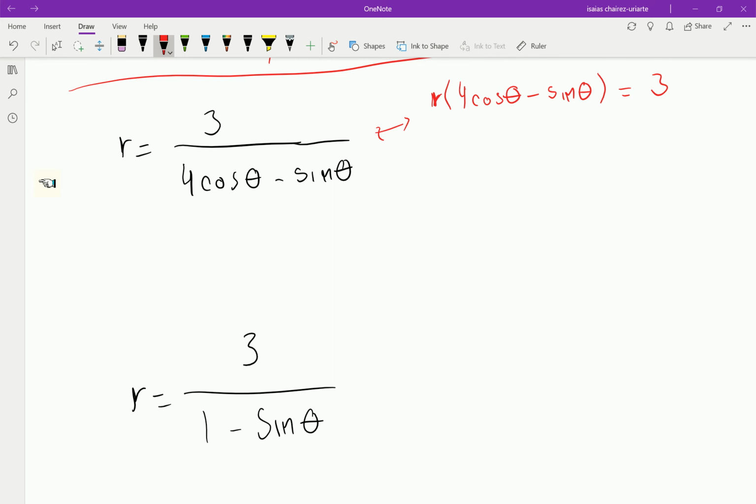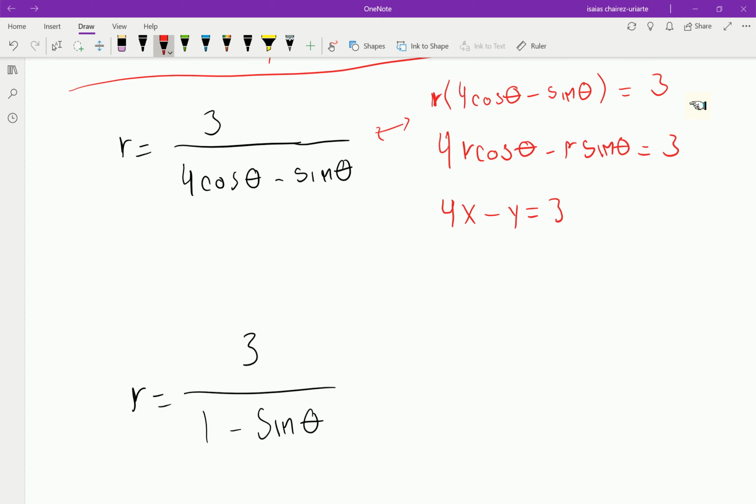I'm going to distribute the r now. I have the hardest time writing r's, I don't know why, and 4's. Okay. And now you should realize here that r cosine theta, that's just x, and r sine theta is just y. So I'm going to say that this becomes 4x minus y, and that's it. That is my rectangular equation.